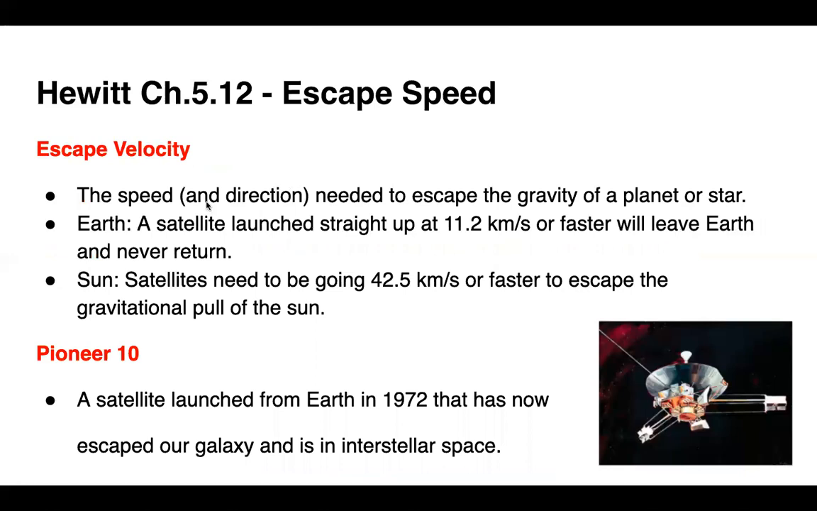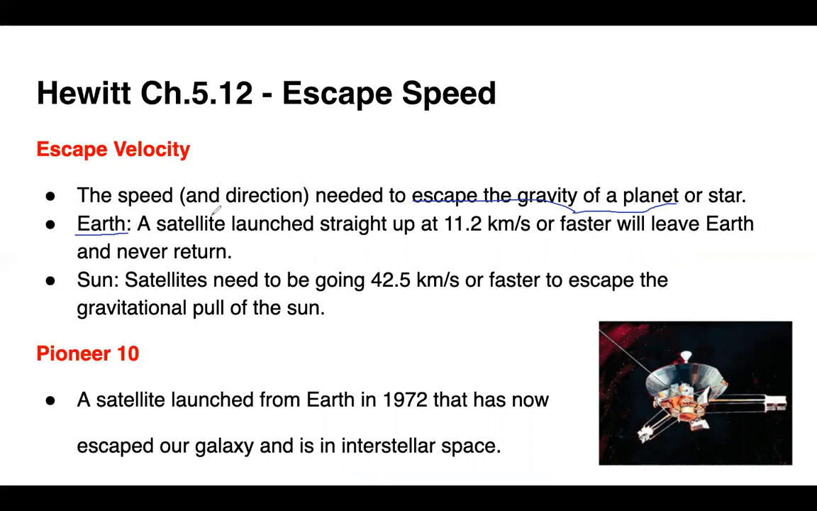Okay. Last thing to talk about is what the textbook calls escape speed, but I prefer to use the term escape velocity because velocity is taking direction into account, and the direction we're talking about is moving away from our planet. So it's exactly what it sounds like. Escape velocity is the speed and direction needed to escape the gravity of a planet or a star. So this is how we get things off of Earth and out of our solar system.